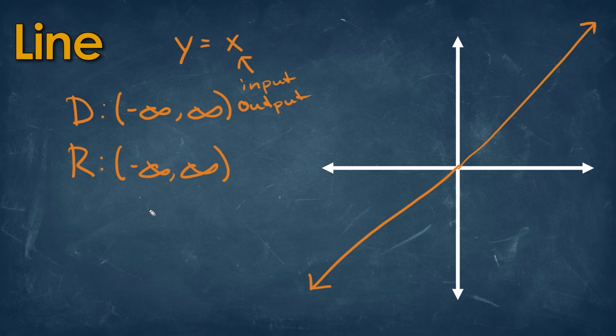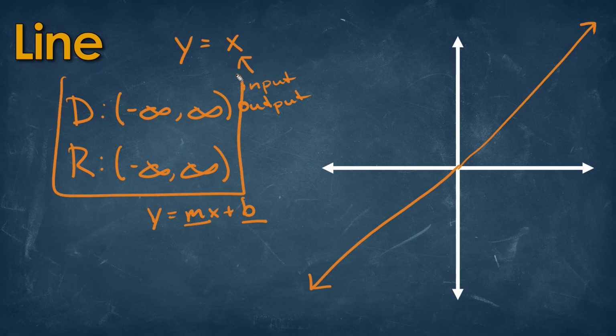And this is going to be the same for y = mx + b, our standard equation for a line. No matter whatever values we change for b or for m, we will always get a domain and range from negative infinity to positive infinity.